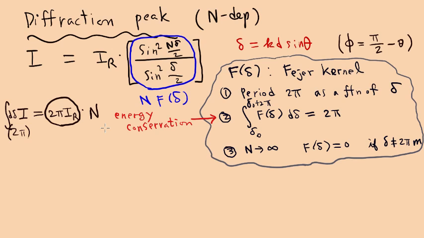Whether you have a coherent beam or an incoherent beam, you get diffraction patterns or no diffraction patterns in the case of an incoherent beam, it doesn't matter. The total energy should be conserved. So when you integrate over a 2 pi interval, this is what you should get. And here we have demonstrated the energy conservation principle precisely.